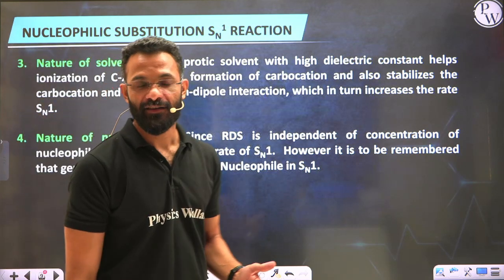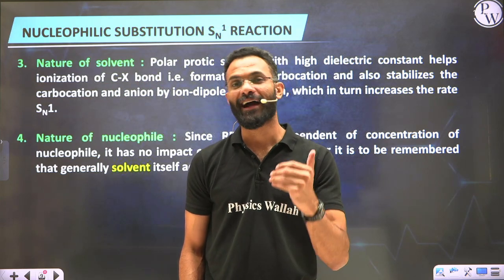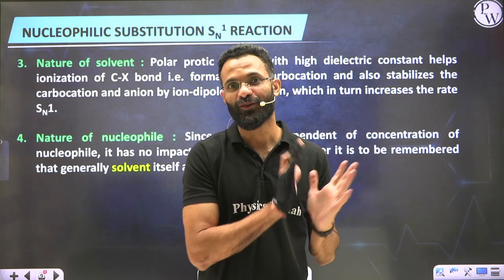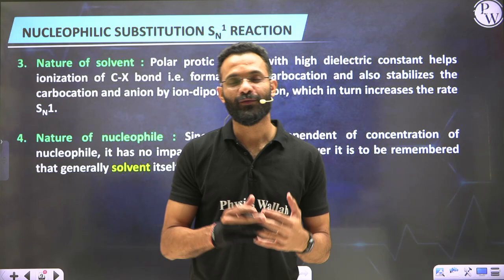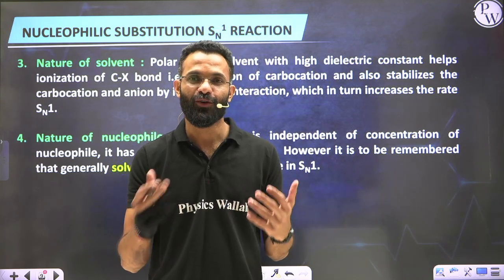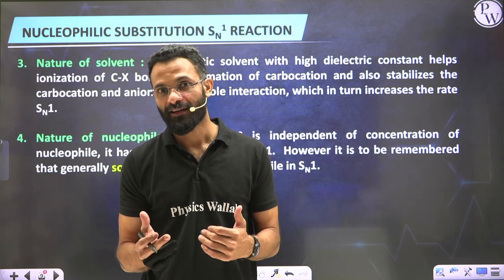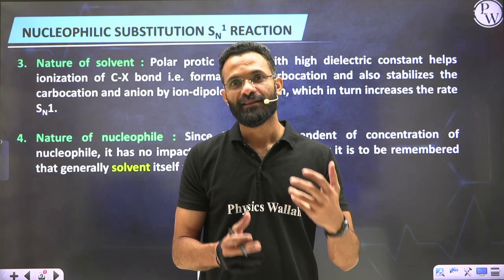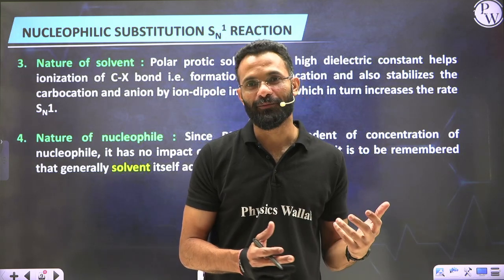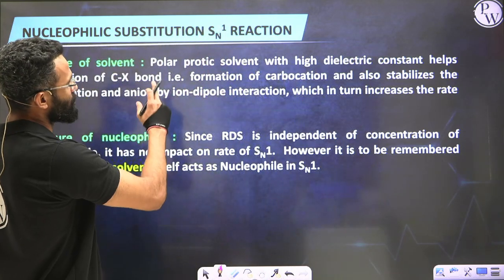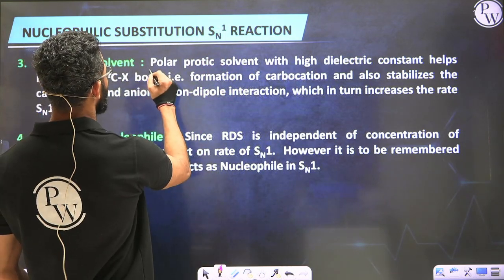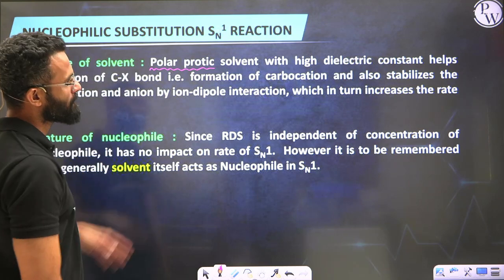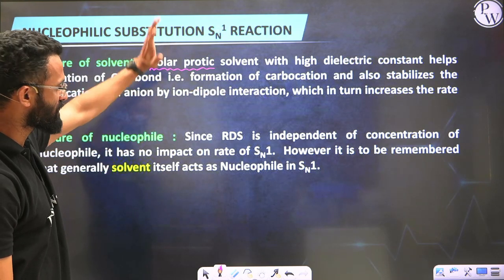Third factor is about the nature of solvent. Having said earlier, we want a polar protic solvent with a high dielectric constant, which helps dissociation of the carbon halogen bond, because the key feature is formation of carbocation. So any solvent that helps formation of carbocation will always support SN1. And not only that, once the carbocation is formed, it has to be stabilized. So a polar solvent stabilizes the carbocation via ion dipole interaction. Hence, a polar protic solvent with a high dielectric constant helps dissociation of the CX bond, that is, formation of carbocation. So polar protic solvent will favor SN1.